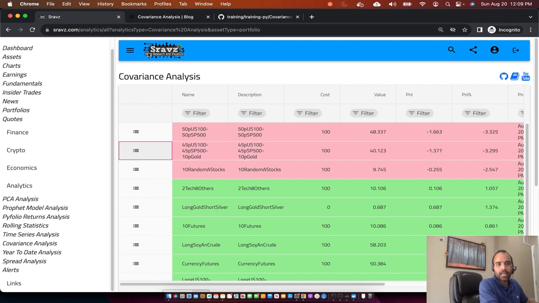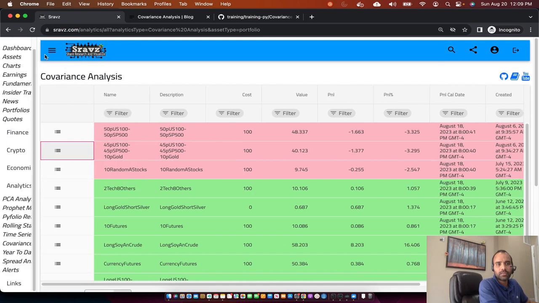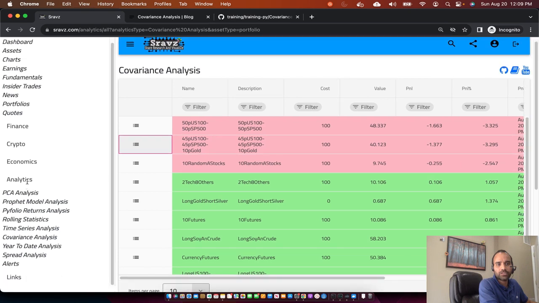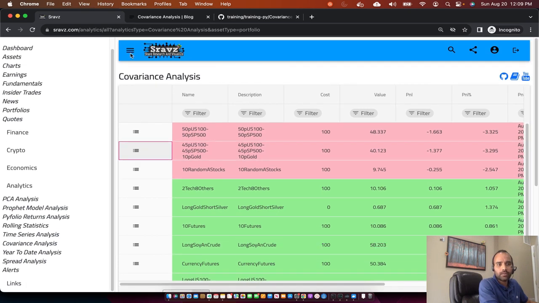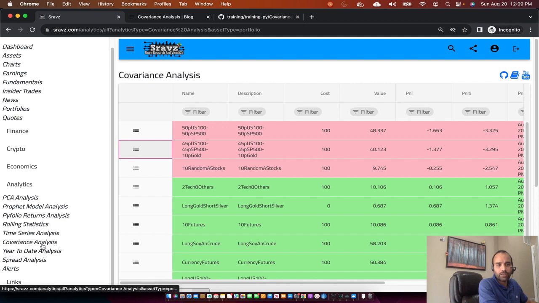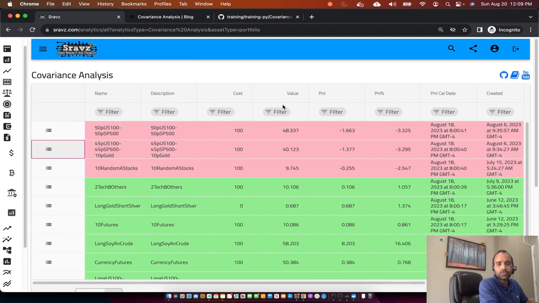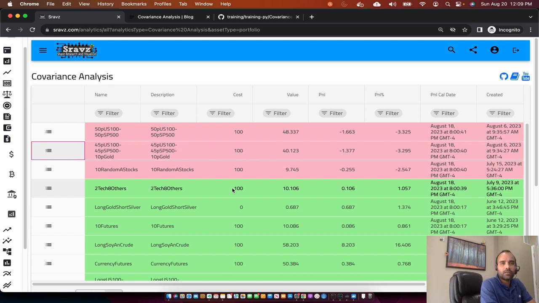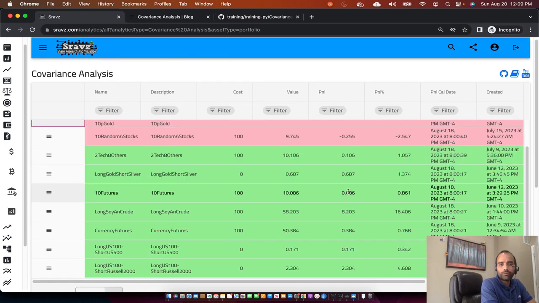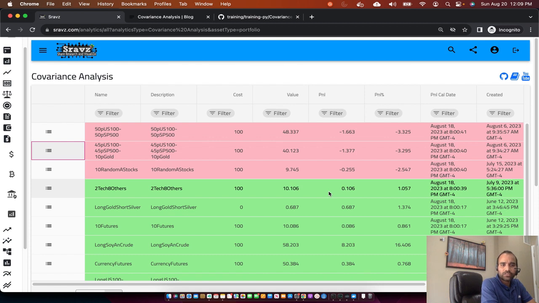The covariance analysis page is available in the analytics section. Once you click on the hamburger bar and analytics, then there's covariance analysis. By nature, covariance analysis can be done on multiple assets, so it has to be done on a portfolio. In the Sravz UI, we already created some portfolios here. In today's session, we'll just reuse these existing portfolios, and in a later session, we'll show how to create portfolios by combining multiple assets into a single portfolio.